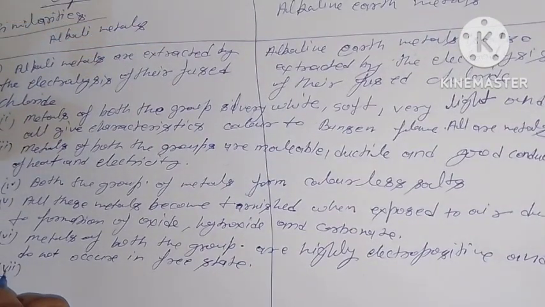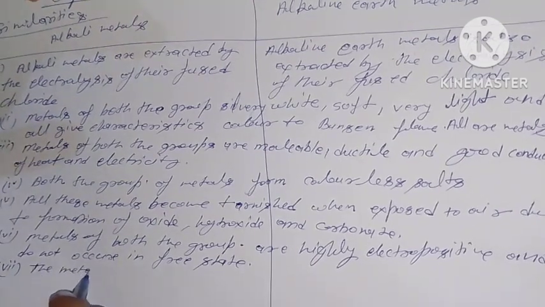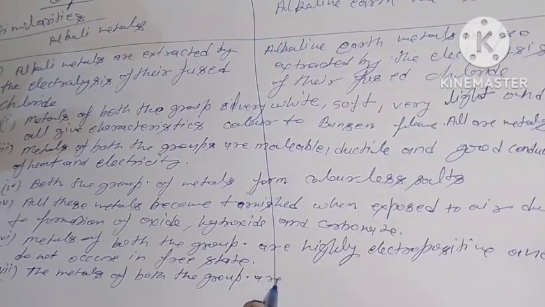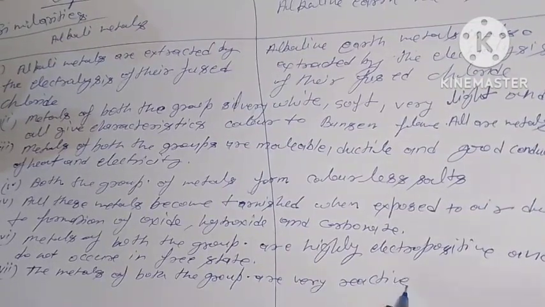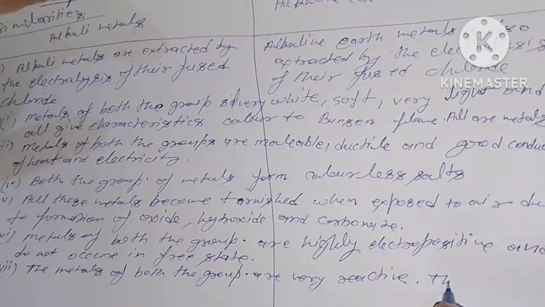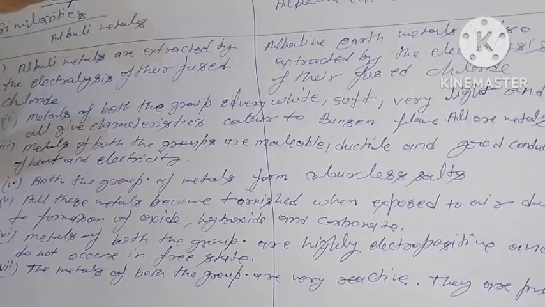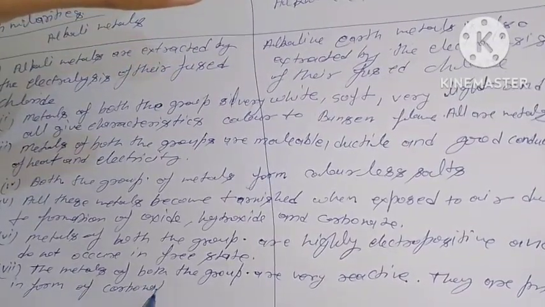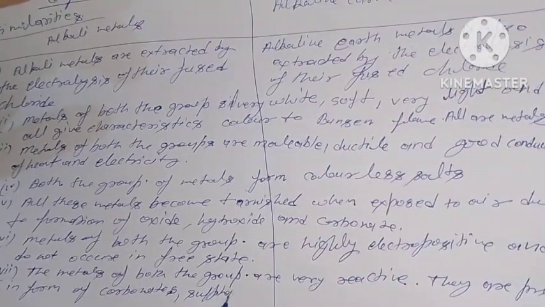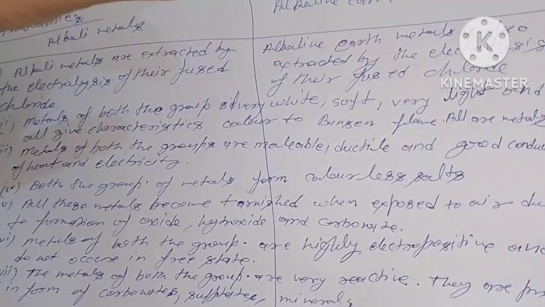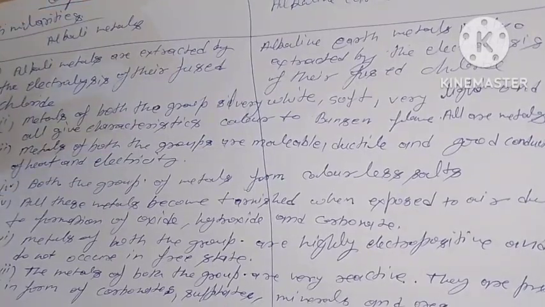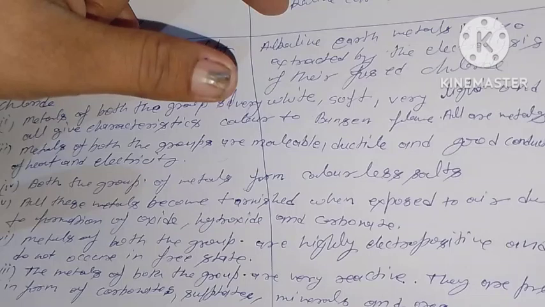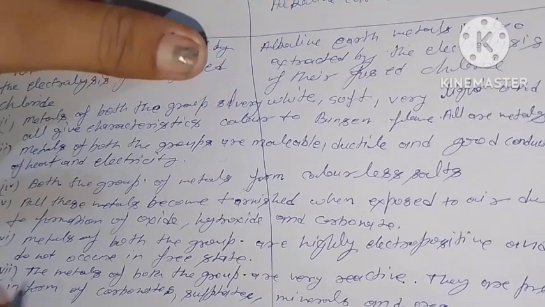Seventh point. The metals of both the groups are very reactive. They are present in the form of carbonates, sulfates, minerals and ores. Eighth point.